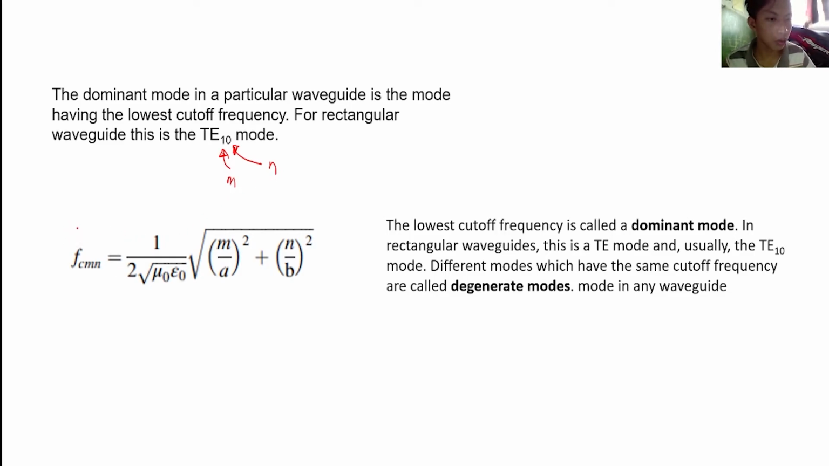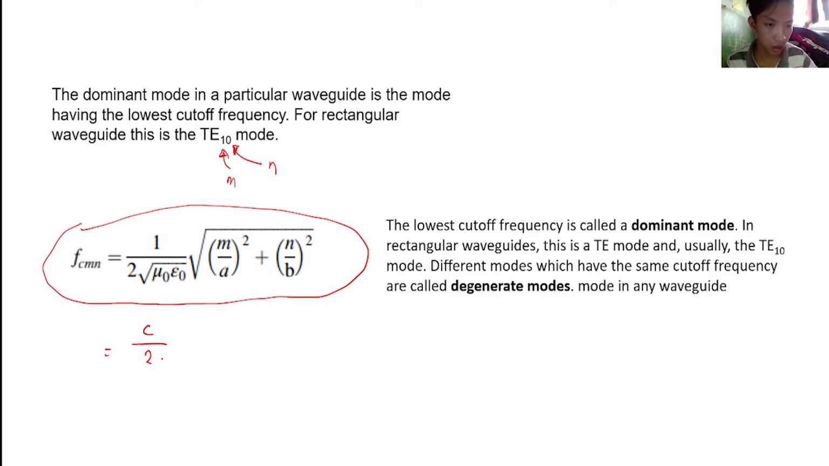And this one can also be rewritten as the speed of light divided by 2, and then this one. But this time, I'm going to evaluate using M equals 1 and N equals 0. Therefore, this one is cancelled, resulting in A. This one should be A.